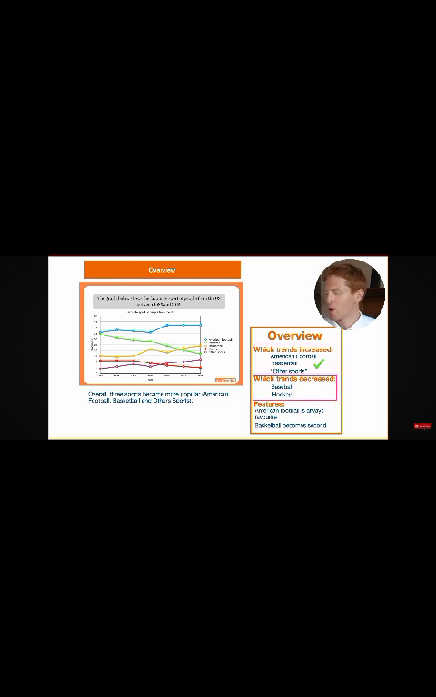Now I'm going to mention which trends decrease. And 2 sports became less popular: baseball and hockey. Perfect. This is already very good.